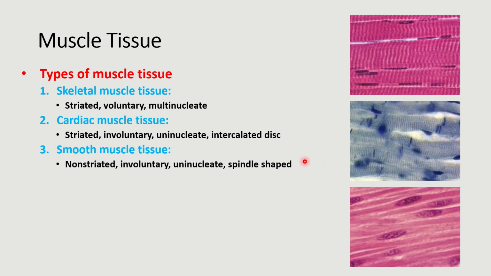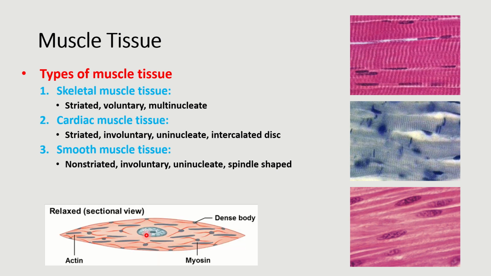And the smooth muscle, which is not under voluntary control, similar to the cardiac muscle, is non-striated. So there are no lines here. It's spindle shaped, like this one, like a fish. It's uninucleated, so the nucleus is in the middle. And also it has dense bodies, so dense bodies that attach one smooth muscle cell to another smooth muscle cell.